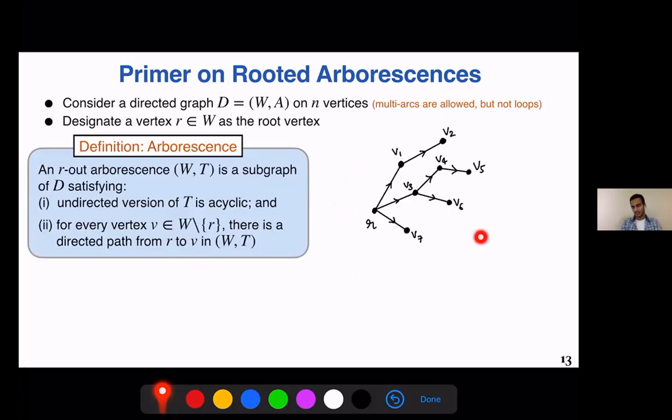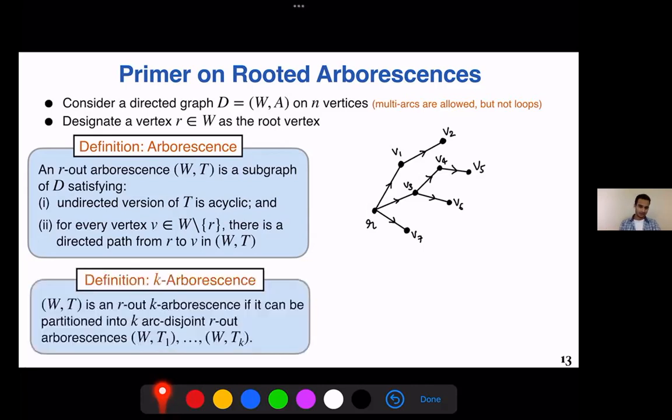On the right, I've drawn a figure of an arborescence. Intuitively, if you want to imagine an arborescence, think of a spanning tree where all the arcs are pointed away from the root. That's what arborescences look like. More generally, a k-arborescence is defined as a union of k many arc-disjoint rooted arborescences, where all arborescences share the same root vertex.